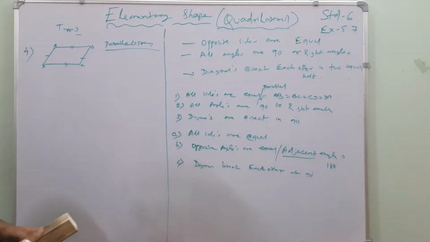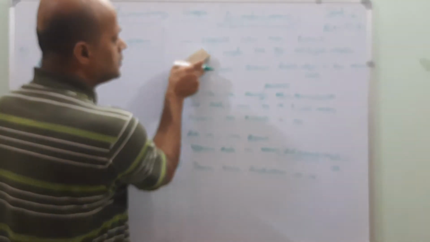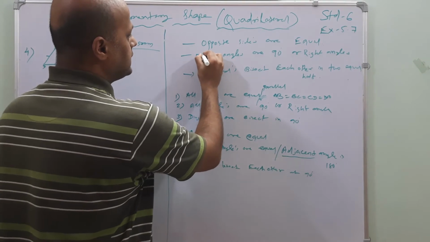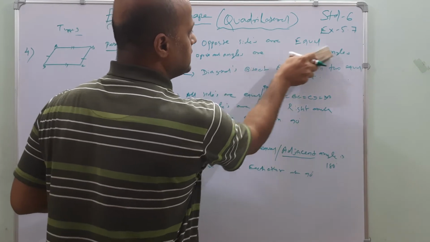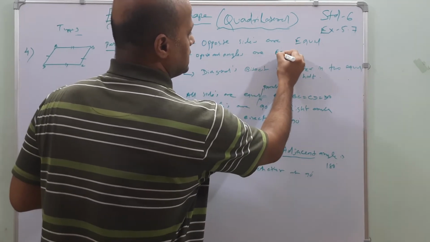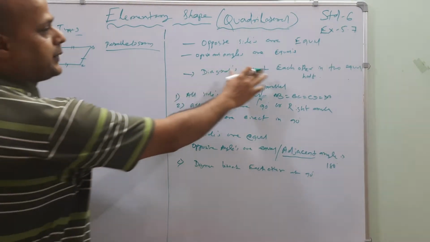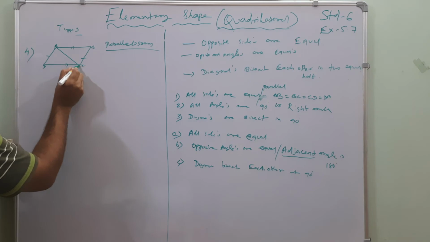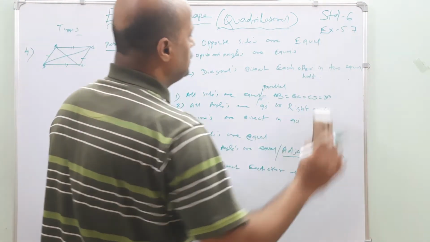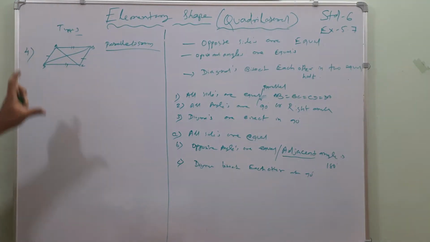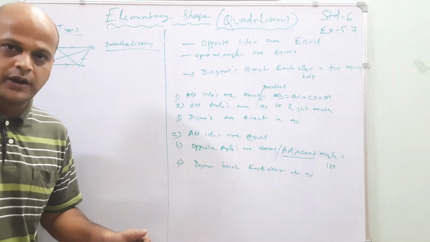Okay. All angles are 90 degrees here? No. Again, what you have to do is write here: opposite angles are equal. Okay. Next, diagonals bisect each other into two equal halves. It is also correct, my dear friends. Understood? So this is the property of a parallelogram. Understood, my dear friends?